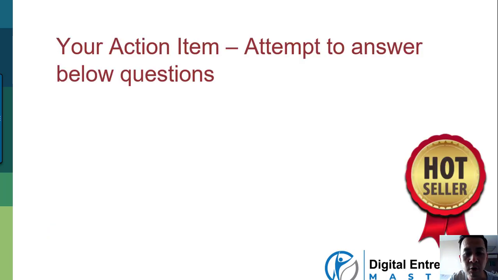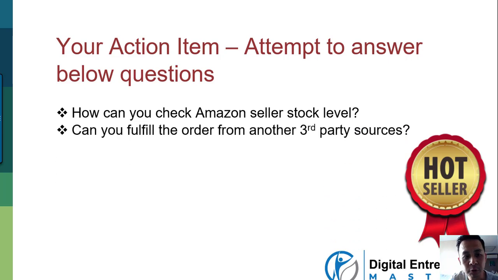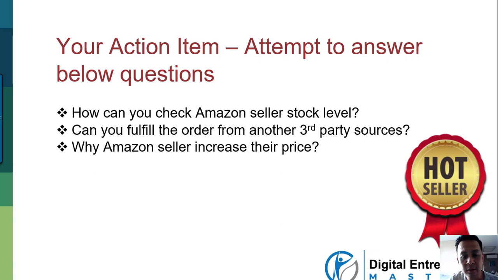So your action item for this particular module is, how can you check Amazon seller stock level? Do you know how to do this? Can you fulfill the orders from third-party sources? So other than Amazon, do you have other third-party sources that you can fulfill the same order? Why do Amazon sellers increase their price? Now think about this reason. Why does an Amazon seller increase their price?